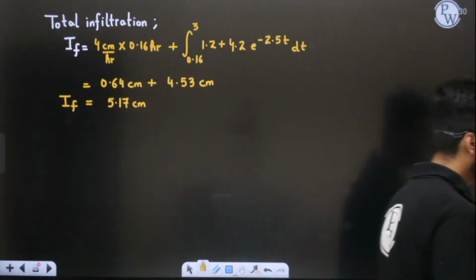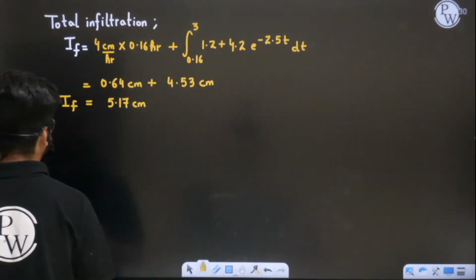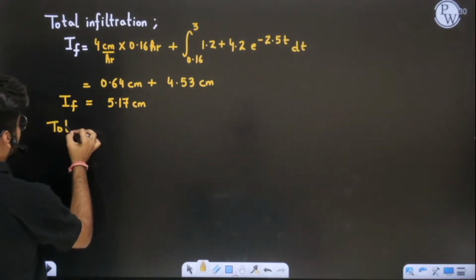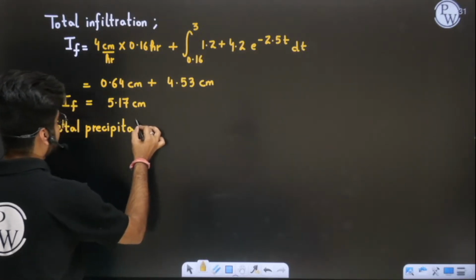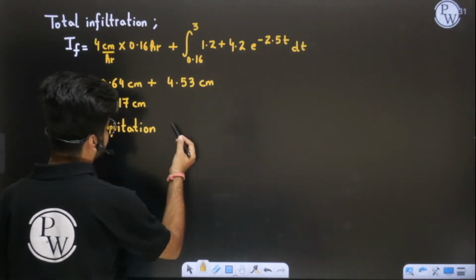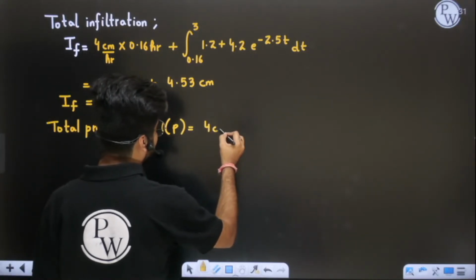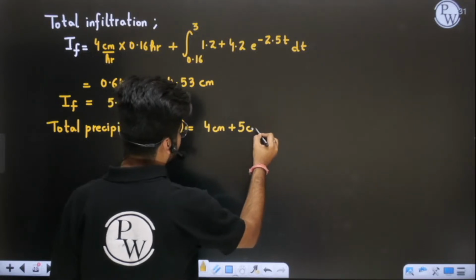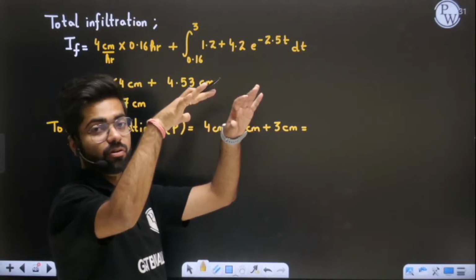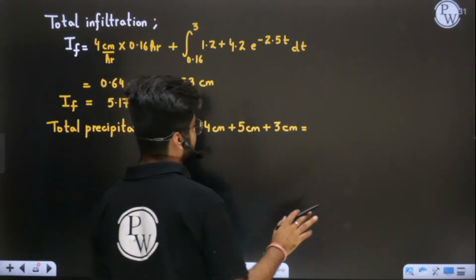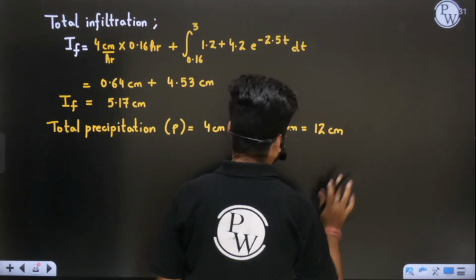Perfect, Sushil, you are also getting it. Great. Now tell me what will be the runoff. Can you tell me the total precipitation value in this case? Sir, in the first hour we have 4 centimeter rainfall, in the second hour we have 5 centimeter rainfall, in the third hour we have 3 centimeter. So the total amount of rainfall which has occurred in these 3 hours is 4 plus 5 is 9, 9 plus 3 is 12. Yes or no? Perfect.